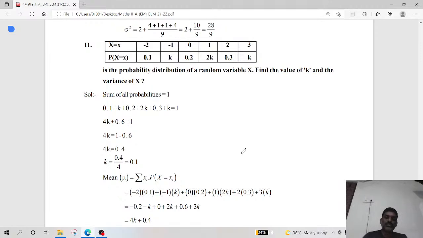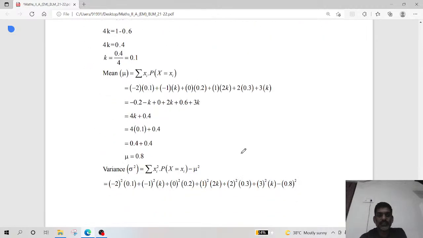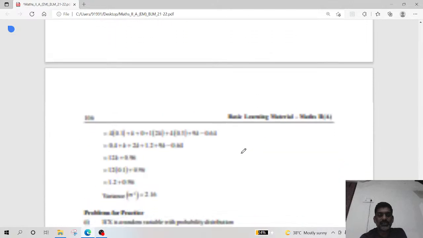Again same like above question. Sum of all probabilities is 1 to get k value. K we got, then mu we have to calculate. Then after that variance formula. Yes, variance formula and substitute mu value in the variance and simplify.